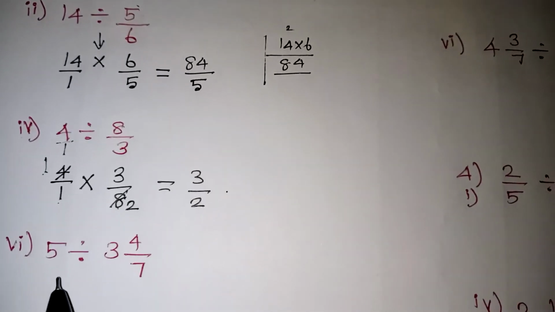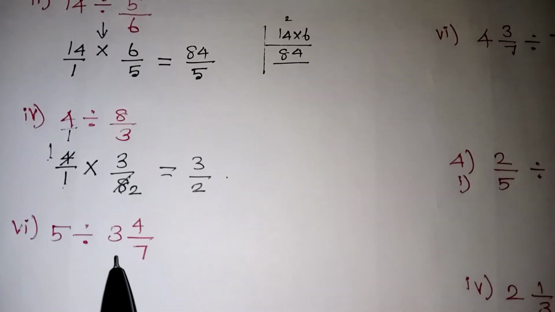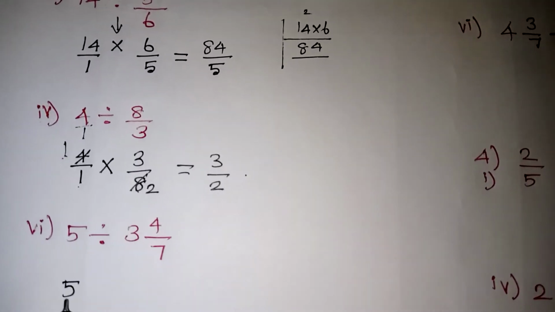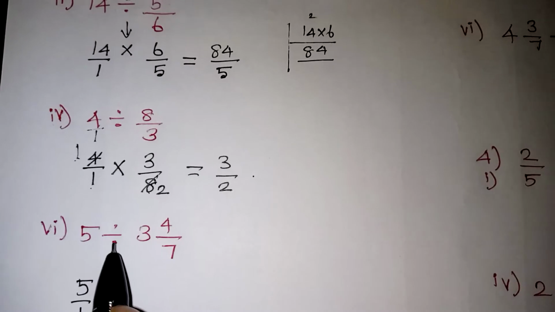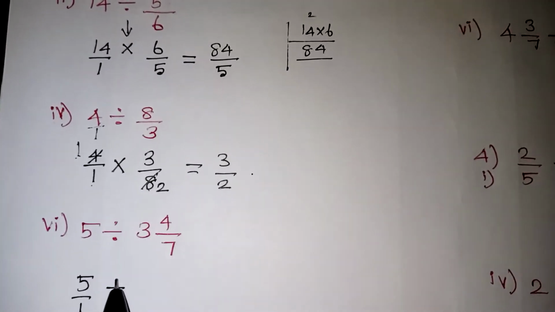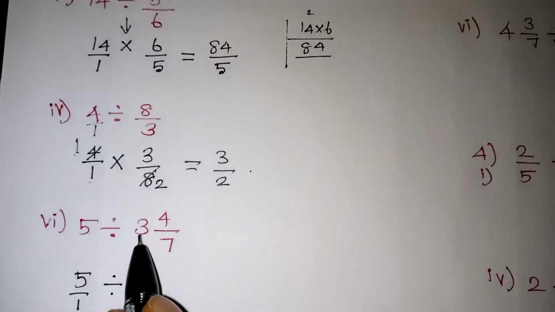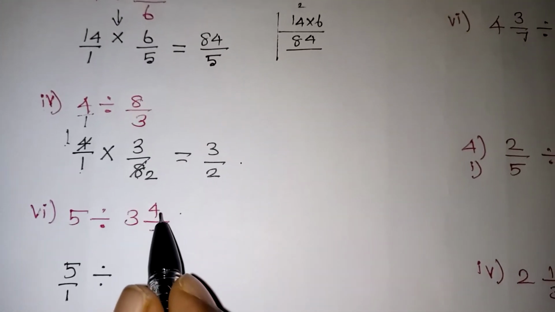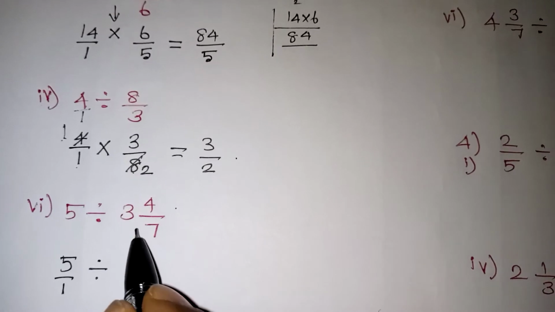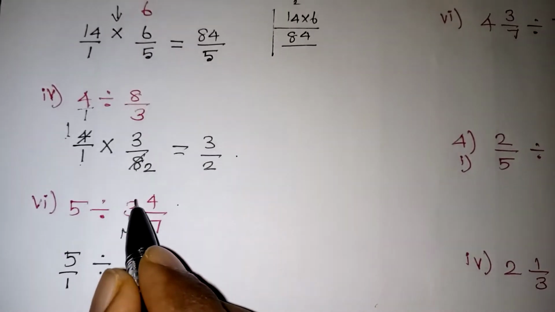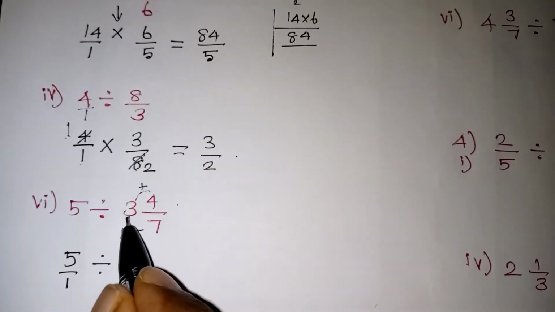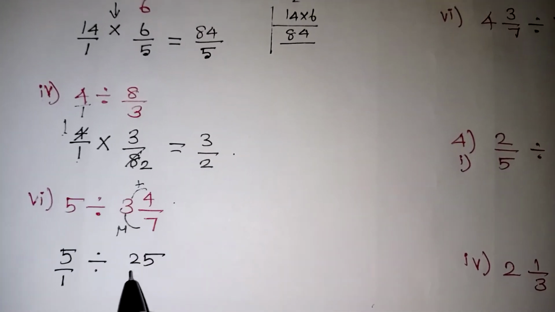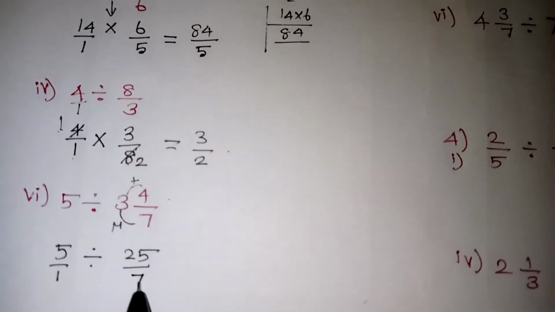So the next type of problem, one whole number and one mixed fraction is given to you. The whole number you just take as it is, with the denominator 1. First I am going to keep the division symbol as it is. Why? Because that mixed fraction I am going to make into an improper fraction. 7 3s are 21. 21 plus 4 will be 25. These two numbers should be multiplied, and these two numbers should be added. 7 3s are 21, 21 plus 4 will give you 25. 25 by, here the denominator 7 should be taken as it is.